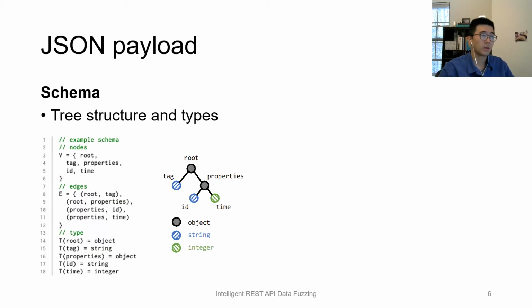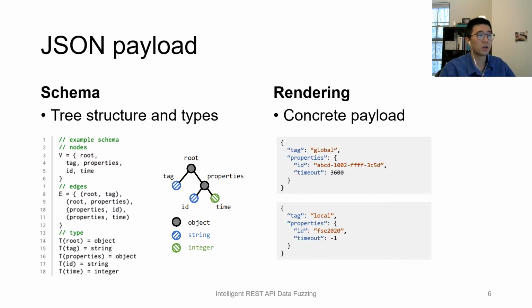In REST API, the body payload is provided in JSON format. The schema specifies its tree structure and the type of each node. So it's like the specification of a payload. Given a schema, we have to render it with concrete values to get the final payload. For example, while the schema only says the node tag is of type string, we can render it with either a local or a global or any other string type values.